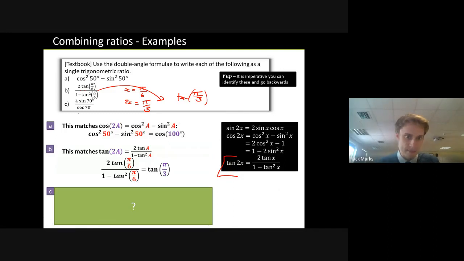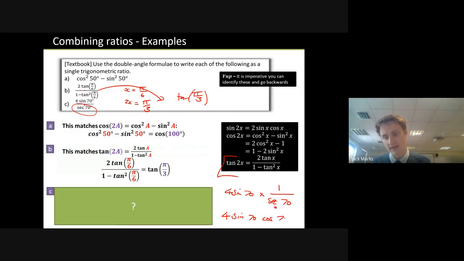And the last one is a bit deceptive. When you have sine and sec, or sine and cosec, or something mixed together, it's a good idea to try to remove the reciprocal part. So if you wrote that as 4 sine 70 times 1 over sec 70, that would be a good start. Sec is cos, but upside down. So this must all be the same as 4 sine 70 cos 70.